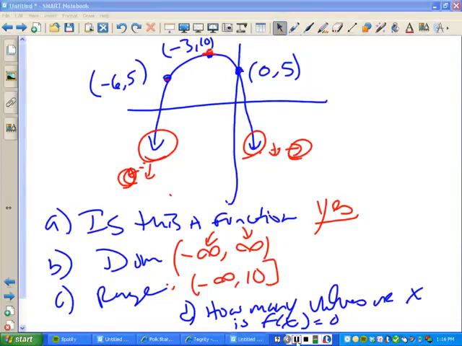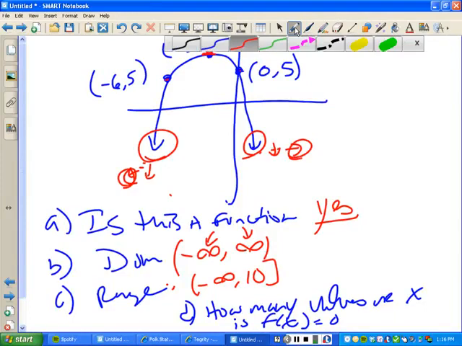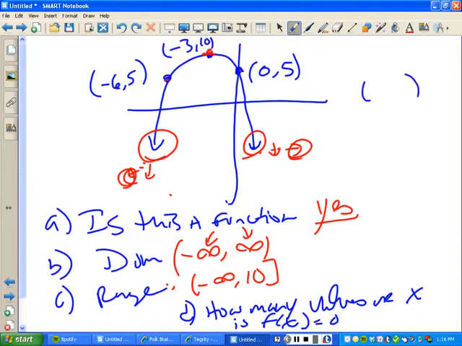All right, so to finish this up, we need to figure out how many values of x is f of x equal to 0. When we ask how many values of x is f of x equal to 0, what we're looking for is when the y-coordinate is 0. So where's the y-coordinate 0? Well, that would be here and here. Even though those 2 points were not labeled for you, they actually are there. So how many times is f of x equal to 0? It is twice.